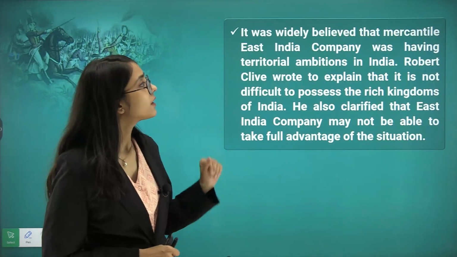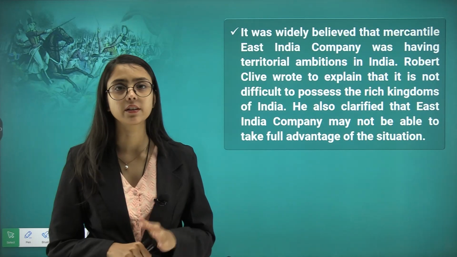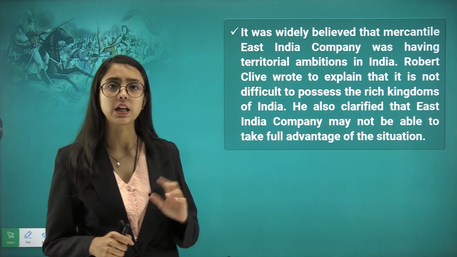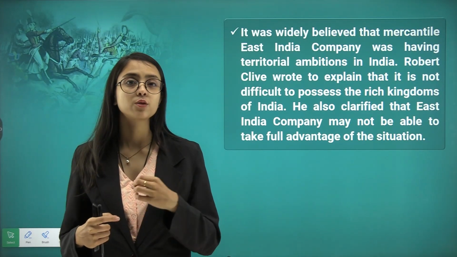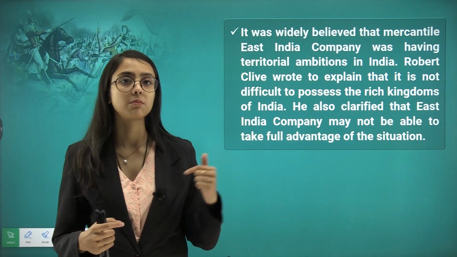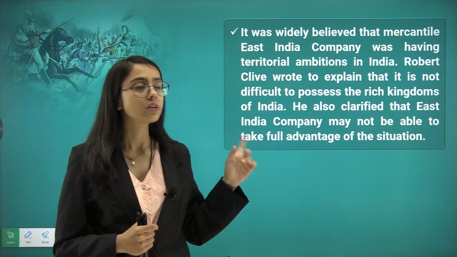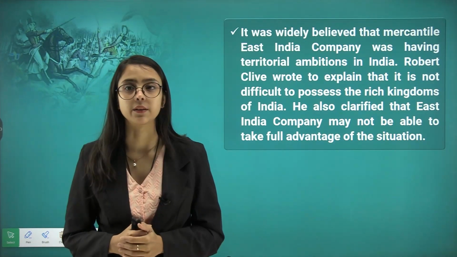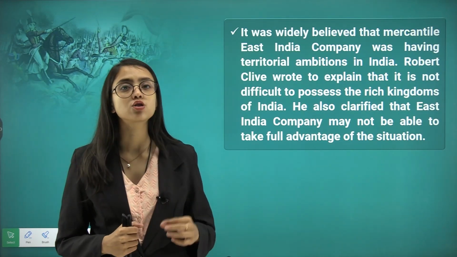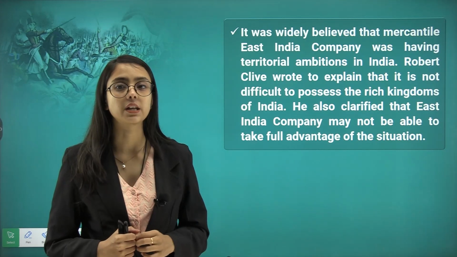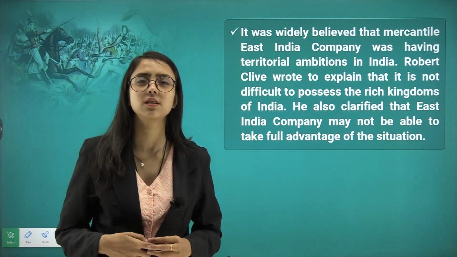After that, it was widely believed that the mercantile East India Company had territorial ambitions in India as well. It was not restrained to trade now. It was also about territorial ambitions, to capture and colonize India as a whole. Robert Clive wrote that it is not difficult to possess the rich kingdoms of India. He also clarified that the East India Company may not be able to take full advantage of the situation due to some reasons.